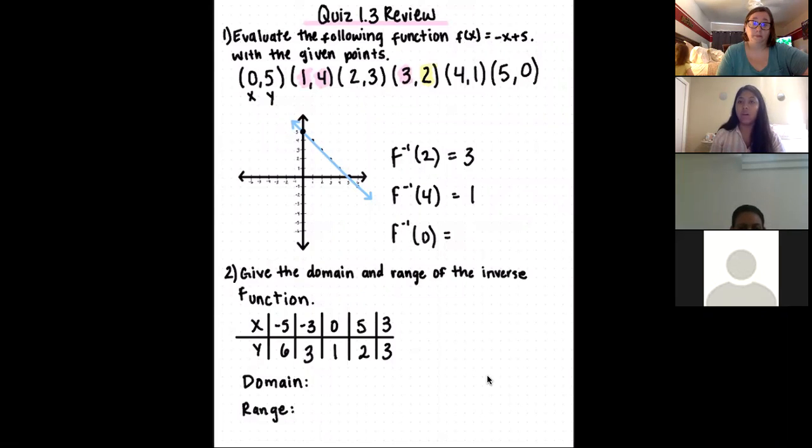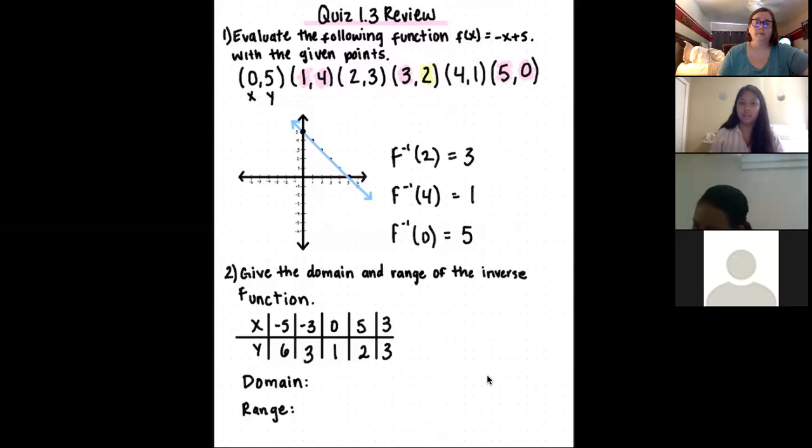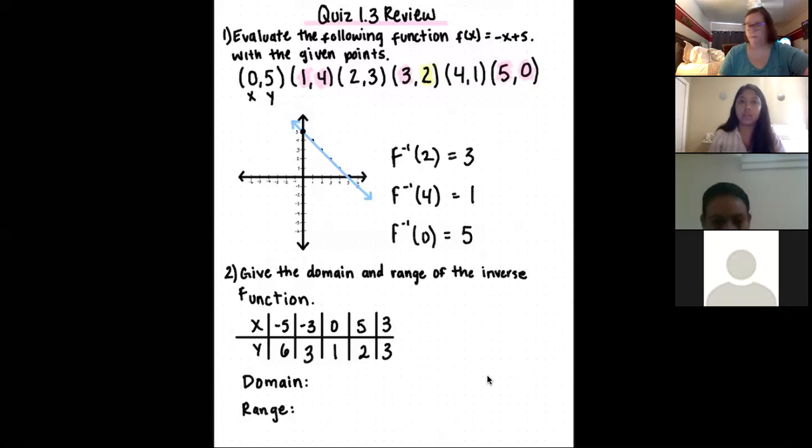Now 0 on my y value. So can anybody tell me what my answer would be? 5. Perfect. Yes, very good. Thank you. I have 0 right here. My answer is 5. Okay, any questions on this one?